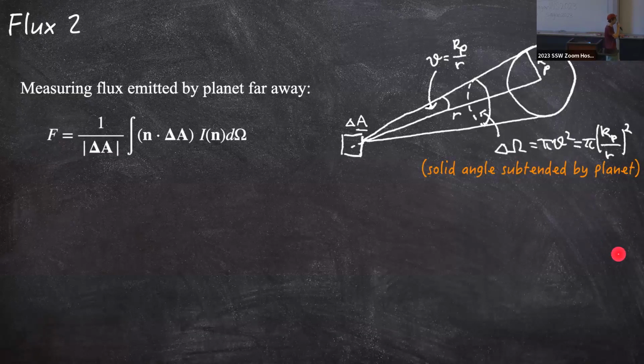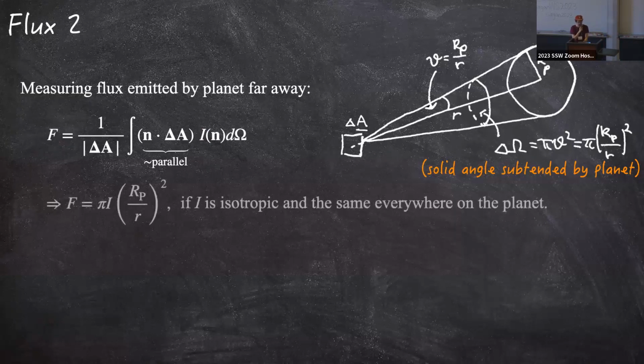Because the planet is so far away, and we usually rotate our telescope to face the planet, n and delta A will be parallel, because if we didn't do that, we wouldn't see the planet. So we can already pull delta A out of the integral, and it drops away. We can also assume, just for the sake of argument, that the intensity emitted by the planet into the detector does not depend on the location on the planet, and that it's isotropic. These are big assumptions, but we can make them for now. If we do this, we can pull the intensity out of the integral, and we are left with this.